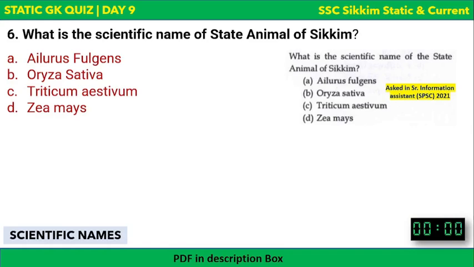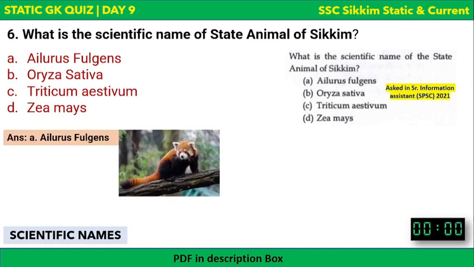So the state animal of Sikkim is red panda, and the scientific name of red panda is Ailurus fulgens. Okay, Ailurus fulgens is the scientific name of red panda, which is the state animal of Sikkim. This question has been asked in SPSC.